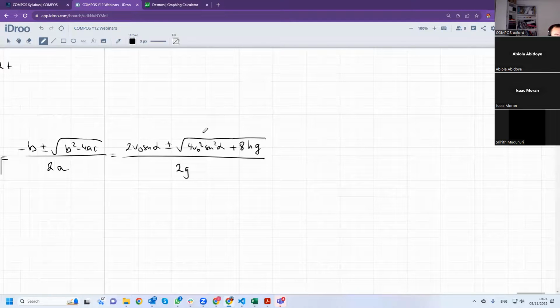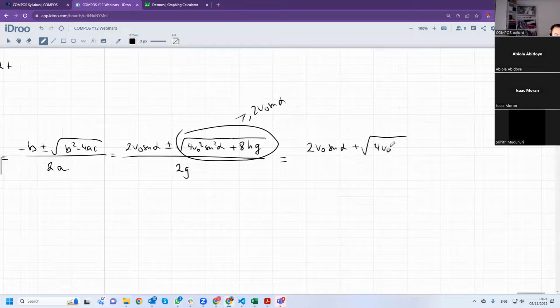Now, plus or minus, of course, we are interested in the plus, because if you look at it, this expression is greater than 2v0 sine alpha. So if you put a minus here, this is going to be negative. The time is going to be negative, so it doesn't make sense. So it only makes sense with plus. So it is 2v0 sine alpha plus the square root of 4v0 squared sine squared alpha plus 8hg, divided by 2g. And that's the time of landing.